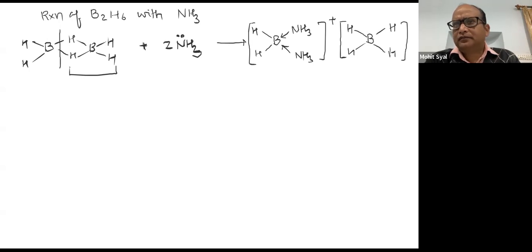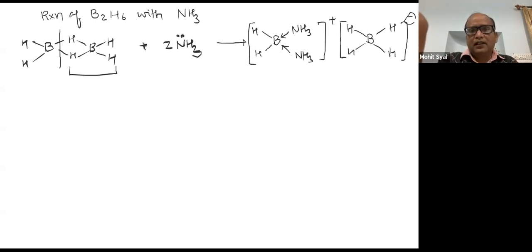Okay, and they will exist in this manner. In the presence of NH3 only it will happen. They will be separated from one another because NH3 is giving them electrons. So now there is no need for them to stay together. Clear?